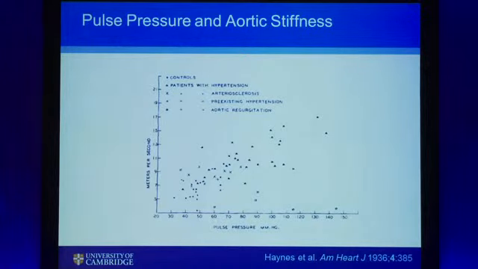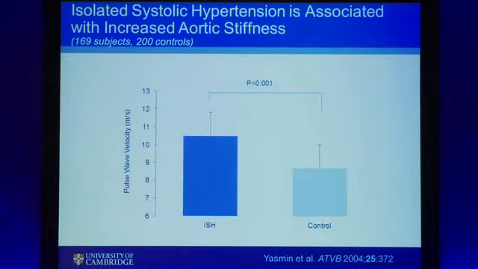So that's physiology. Does that translate into what you observe in practice? Well, these are very old data from Florence Haynes, published in the 1930s, who showed quite a nice relationship between stiffness here and pulse pressure, the expected relationship. And we've actually confirmed that people with systolic hypertension have stiffer blood vessels than control people. So that suggests that stiffening might be underlying the development of hypertension.